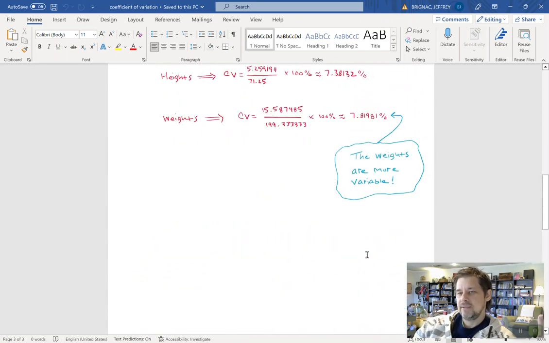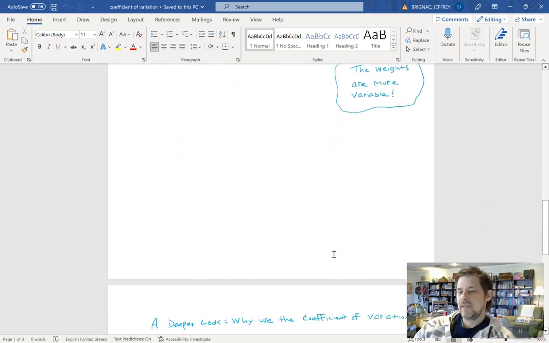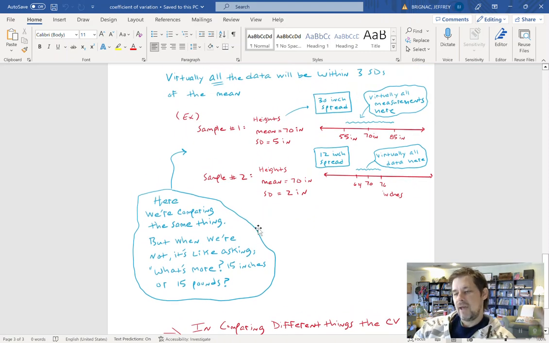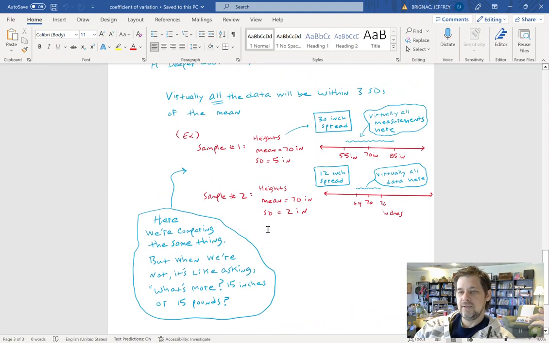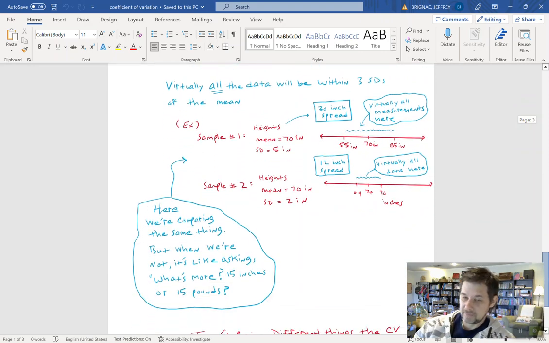But when you're not comparing the same thing, when you're comparing measurements that are in inches and measurements that are in pounds, it's like asking, what's more, 15 inches or 15 pounds? Well, they're not the same thing. I can't tell you which is more. So hopefully that deeper look will allow you to see why, when I'm trying to tell you which data is more variable or spread out, I can't just say it's this one because the number's bigger. That number's in pounds, this number's in inches, and they're different things, as I hopefully have emphasized.